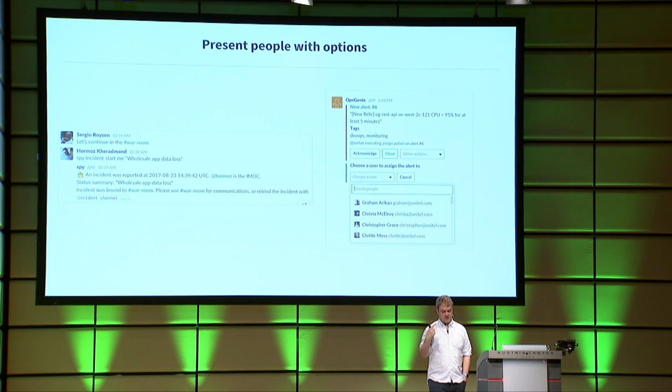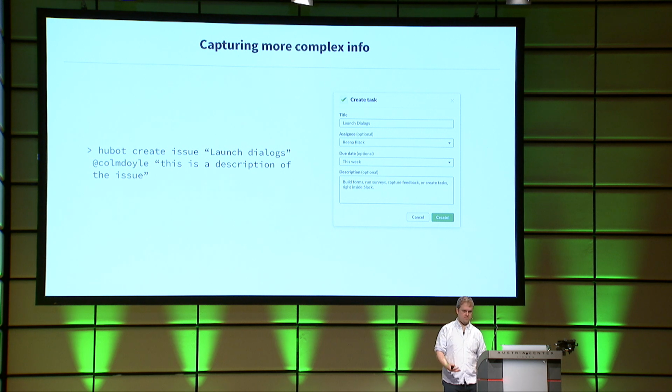So instead of relying on the user to know what to do, this app is presenting them with a bunch of options. You can acknowledge the alert. You can just close the alert. There's a bunch of other actions you can take, which they've neatly hidden into a dropdown. And you can also choose the user you want to assign the alert to. And instead of relying on everyone to know what the Unix name of this developer over here is, or this developer over here is, OpsGenie is presenting them with a list of all of the people who can be involved. And OpsGenie can decide how they want to format this and who is the right people to put into this list.